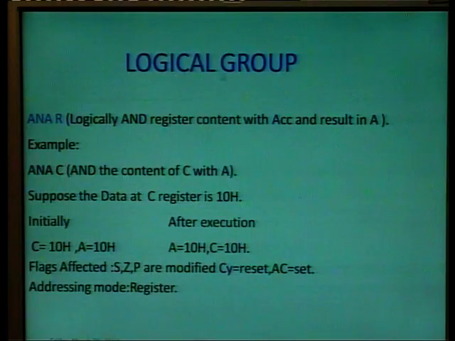ANA R. Now, this comes under the logical group. ANA R performs the logical AND operation between two 8-bit numbers, one of them is in the accumulator, the second can be in any of the registers. The different values of R can be either B, C, D, E, H, L or even the accumulator itself.